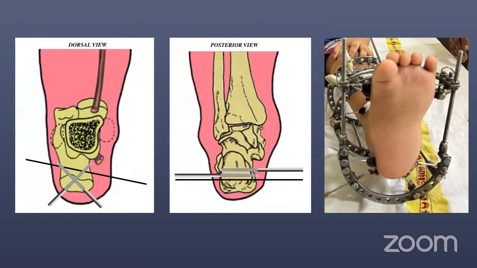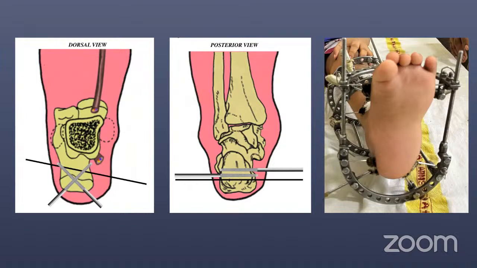These are some additional configurations of wire and pin which have been described in the literature for the calcaneum. One can use 2 cross half pins remaining lateral and medial to the tendo Achilles, and 1 wire. And this second figure is showing the use of 2 parallel half pins, one from the lateral side, the other from the medial side, along with 1 wire.